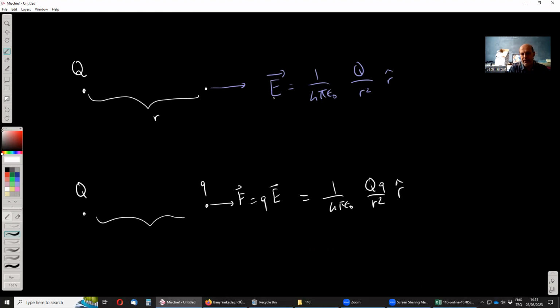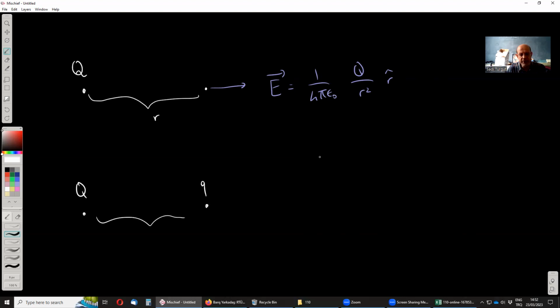The nice thing about the electric field is that instead of a point charge, I might have a complicated charge distribution in here. I can compute the electric field for that charge distribution, and in that case, I can compute the force applied on any point charge in here.